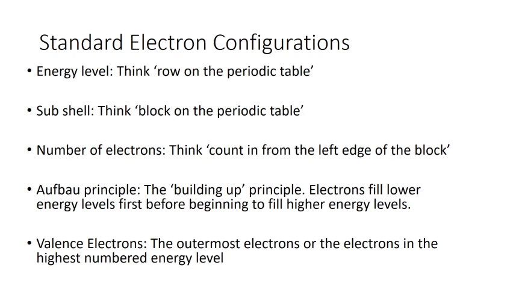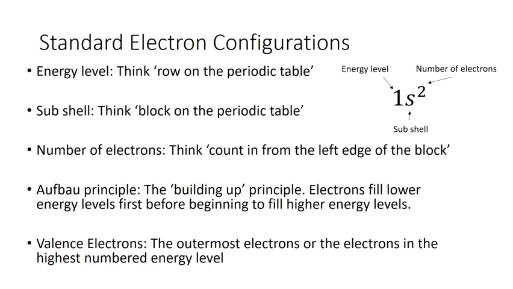Okay, electron configurations. Hopefully you remember this. We have energy level, subshell, number of electrons, and then we'll talk about those other two things in a second. Your standard electron configurations have a whole bunch of these parts in a row. For energy level, you can think of the row on the periodic table. For the subshell, think what block it is in on the periodic table. And for number of electrons, try to remember: count in from the left edge of the block.